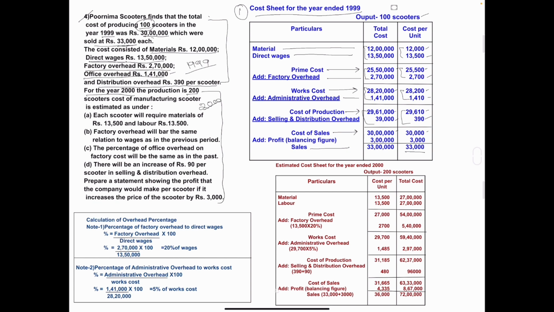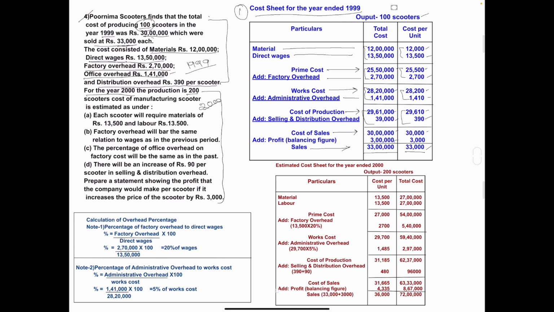Like that, in 1999 they have sold 100 scooters. So 33,000 into 100, you will get 33 lakhs. Understood? This 33,000 is the selling price of one scooter. So first we will write in the cost per unit column, that is 33,000 into 100. You will get 33 lakh. So this is the sales. So from 33 lakh minus 30 lakh, you will get 3 lakh.